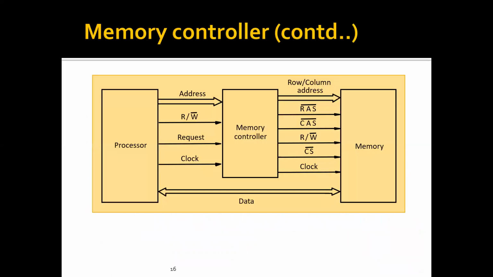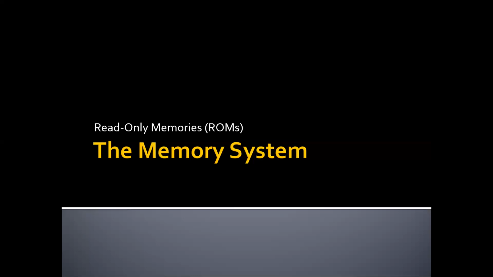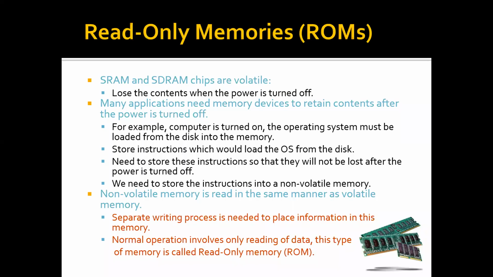Now we have the random access memories, or RAMs, and we'll go on to the read-only memories. We'll discuss the ROMs now. SRAM and SDRAM chips are volatile. Volatile means it will lose the content when the power is turned off. But many applications need memory devices to retain content after the power is turned off.